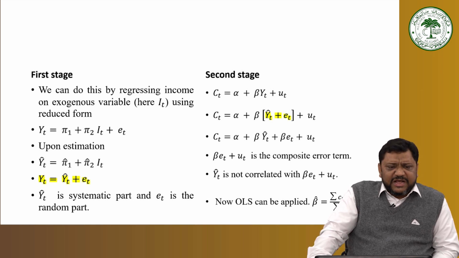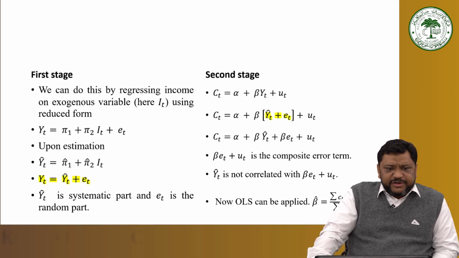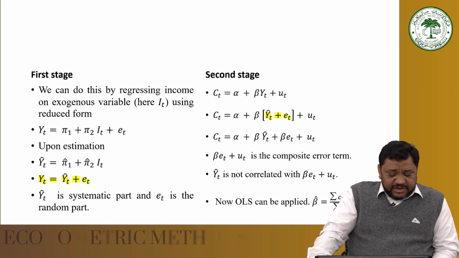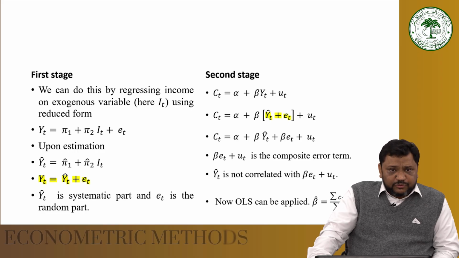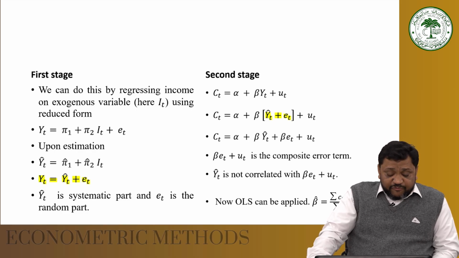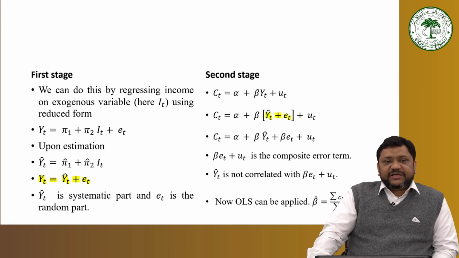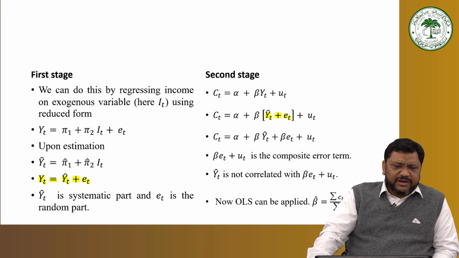So we simply write it as YT is equal to pi1 plus pi2 IT plus ET. Upon estimation we get the values of pi1 hat and pi2 hat. So YT hat is equal to pi1 hat plus pi2 hat multiplied with IT. And we can say that YT is equal to YT hat plus ET, where YT hat is the systematic part and ET is the non-systematic or the random part.